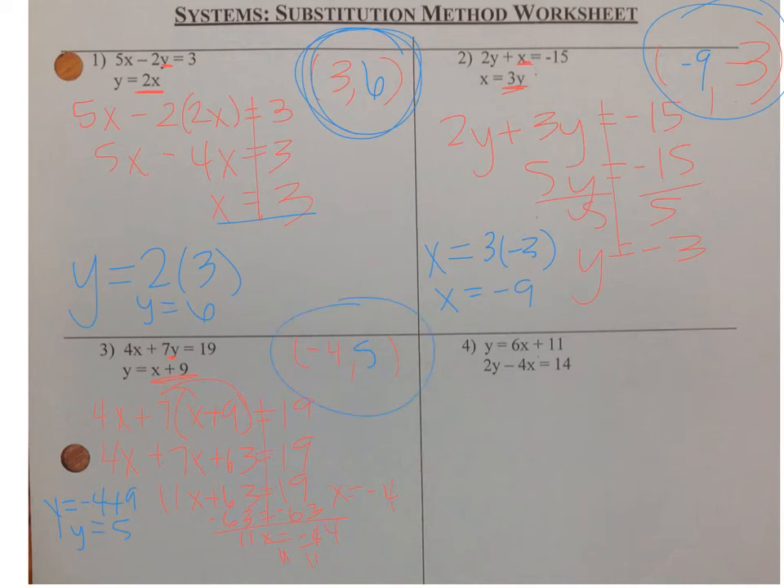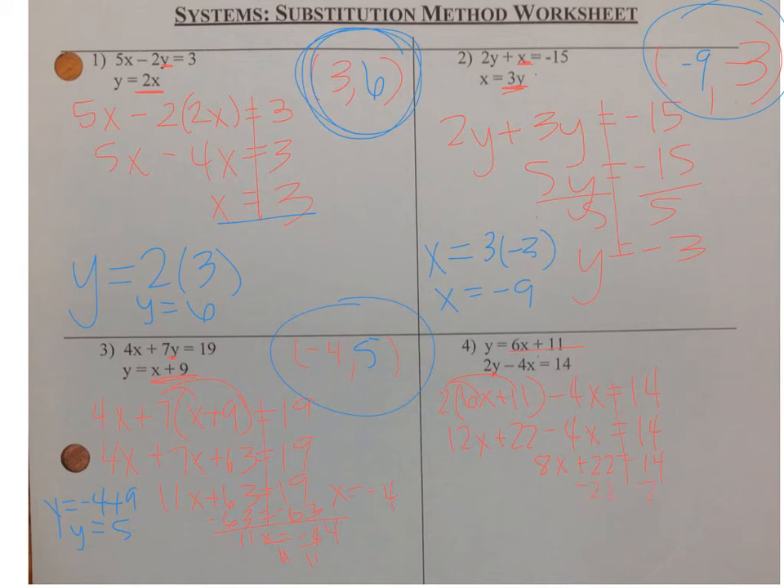I know I'm going very quickly, so please pause, rewatch it, do whatever you need to do so you're prepared for the quiz. Last one for this slide, we're going to plug that into this y. So 2 times 6x plus 11 minus 4x equals 14. So 2 times 6x is 12x, 2 times 11 is 22, minus 4x equals 14, combine like terms. So 8x plus 22 equals 14. In case you're wondering where that 8x comes from, it's the 12x and the negative 4x combined.